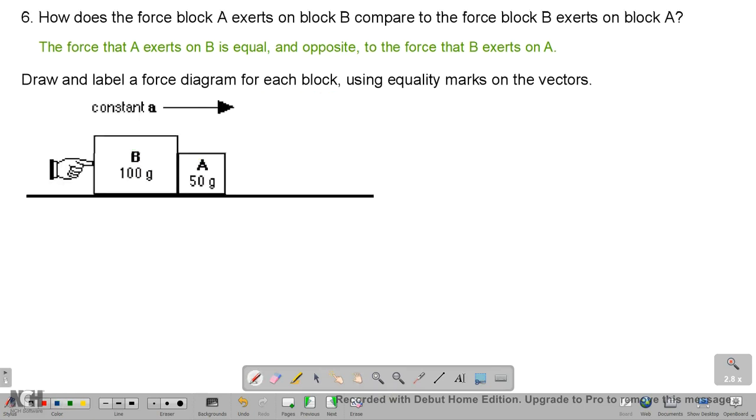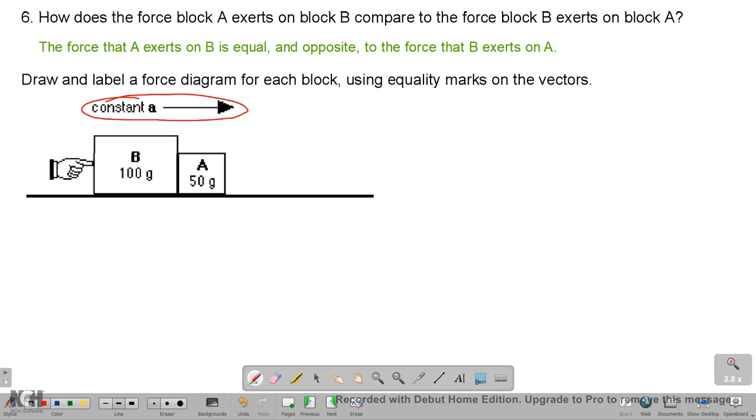Okay, so now we're looking at another situation here, which is the same boxes as the last problem, but now they are being pushed from the left to the right, and they are at a constant acceleration. Now, how does the force block A exerts on block B compare to the force that block B exerts on block A? Well, this is where some people get a little confused. The answer is still that they are equal and opposite, even though the objects are accelerating.